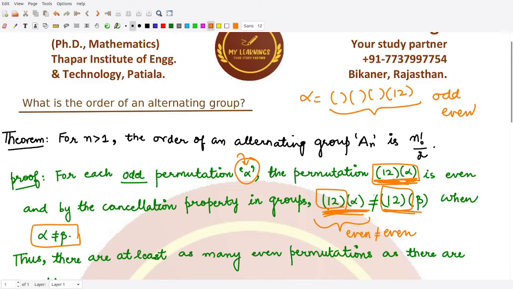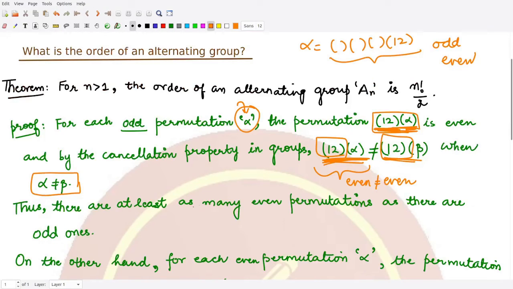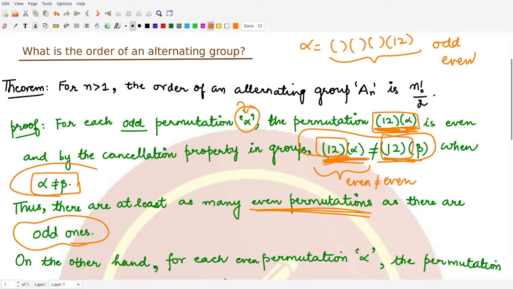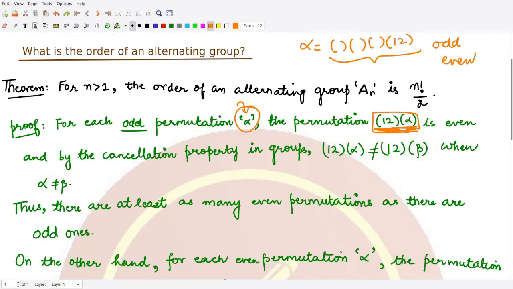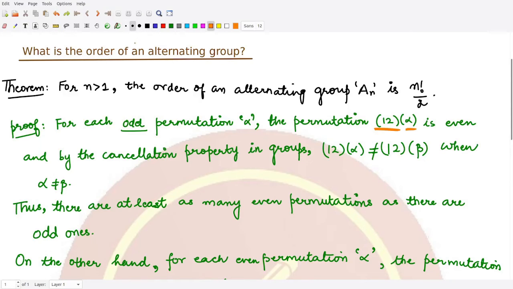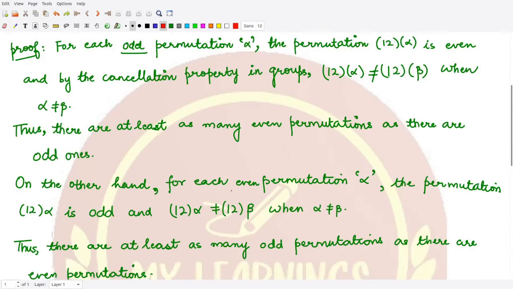So from here we can make out that there are at least as many even permutations as there are odd ones. So that means the number of odd permutations is less than or equal to the number of even permutations. This is what we are saying according to this rule, because these even permutations depend on this odd permutation here, right? In a similar manner, as we have considered the permutation alpha as an odd permutation, now we may select alpha as an even permutation.